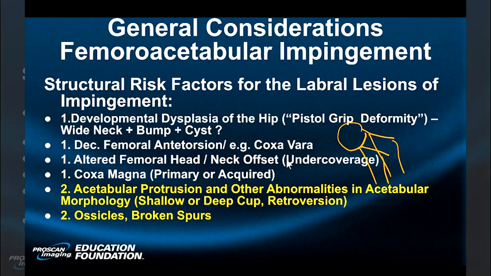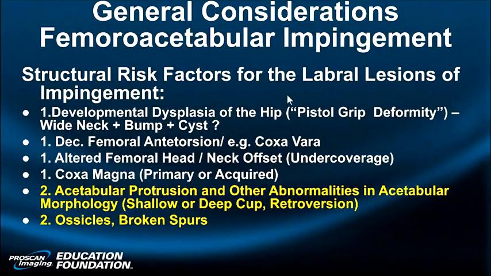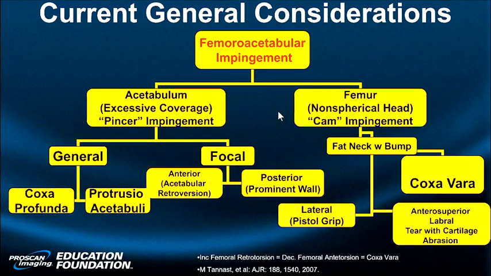Now, for years, we used to talk about os acetabuli. You know what an os acetabuli is? It's a broken ossicle, because the anterior labrum sticks too far out, and then it breaks off. It's that simple. And it becomes pretty well corticated. So ossicles or broken spurs are very common.